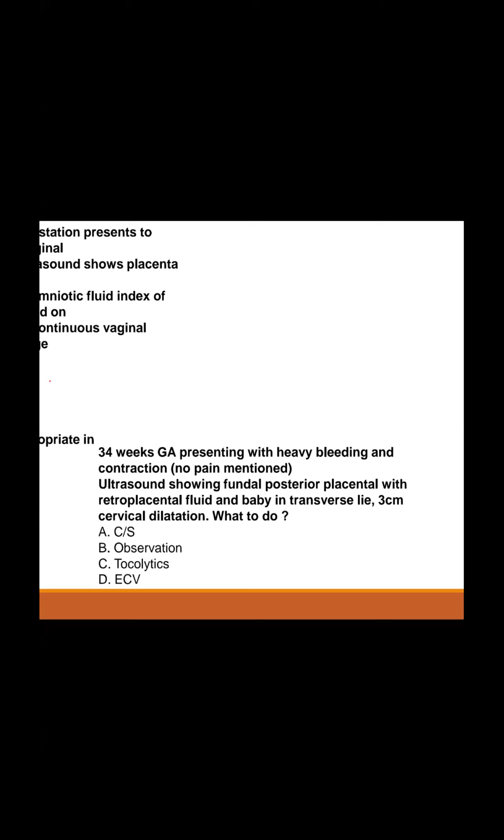Good evening, ma'am. 34 weeks gestation presenting with heavy bleeding and contractions. No pain mentioned. Ultrasound showing fundal posterior placenta with retroplacental fluid and baby in transverse lie. 3 centimeter cervical dilatation. What to do? Option A cesarean section, B observation, C tocolytics, D external cephalic version. Since there is heavy bleeding and transverse lie, you have to do cesarean section, option A.